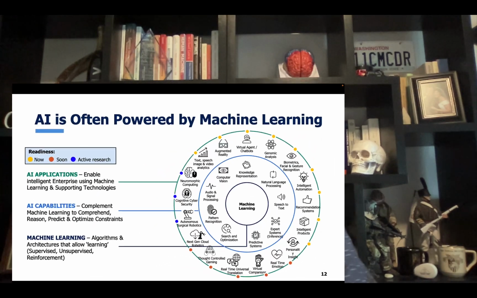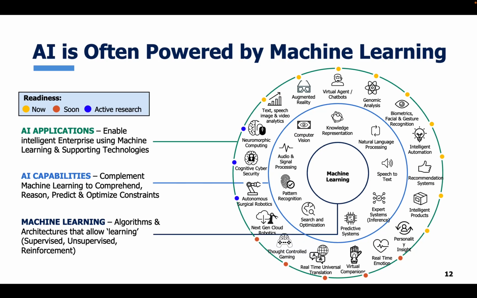This is showing you a chart of different applications that we can use for artificial intelligence or machine learning. And so what you're seeing in the center is this idea of machine learning. So again, algorithms that allow learning. We're going to go into more detail of what that is. And then there are AI capabilities that complement machine learning to improve how we're going to comprehend, reason, or predict or optimize constraints. And then on the outer layer are AI applications, things that we can do with AI because of that, right? So if I look at augmented reality or virtual reality in the upper center left of this diagram, you've all seen the goggles and you've seen the virtual reality.